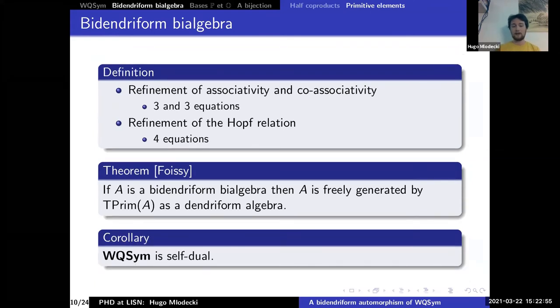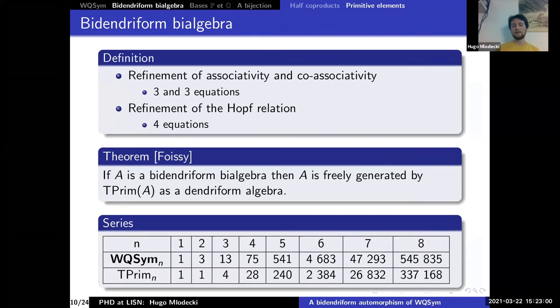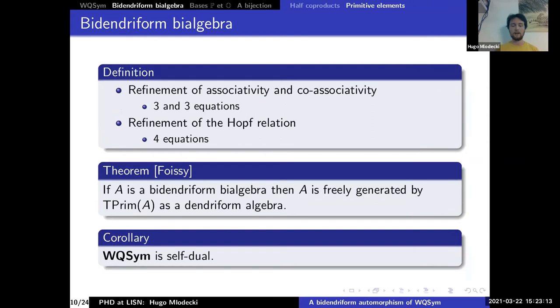So we also get that, of course, WQSym is self-dual because, as I said, everything is based on the dimension, and the dimensions of WQSym are exactly the same as those of its dual because they are both based on packed words. So this algebra, WQSym, is self-dual. What I didn't explain here is what the totally primitive elements are. It's just the next slide, so don't be afraid.